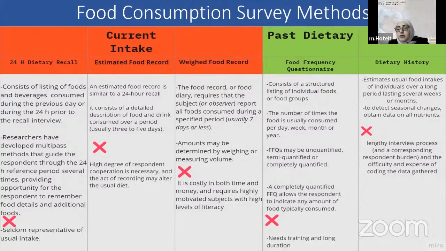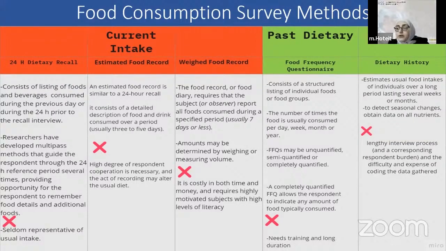Moving to the food frequency questionnaire, sometimes called list-based diet history, which consists of a structured listing of individual foods or food groups. For each item of the food list, the respondent is asked to estimate the number of times the food is usually consumed per day, per week, per month, or even per year. The food frequency questionnaire may be unquantified, semi-quantified, or completely quantified. But in our case, the unquantified questionnaire does not specify serving sizes. That's why we cannot use it. We prefer to use the semi-quantified tool that provides typical serving sizes.